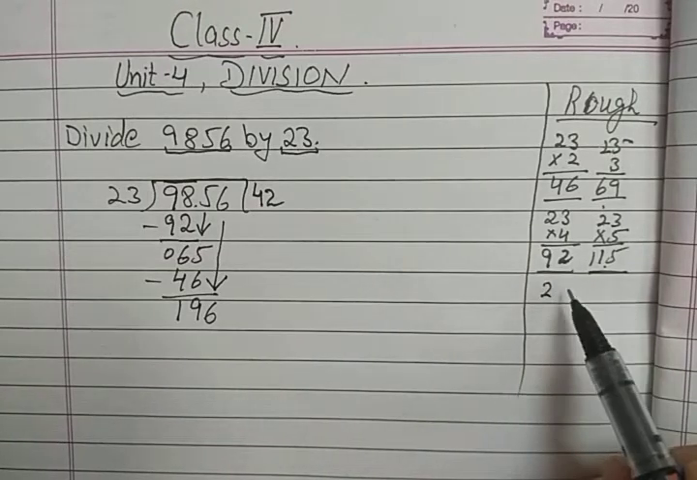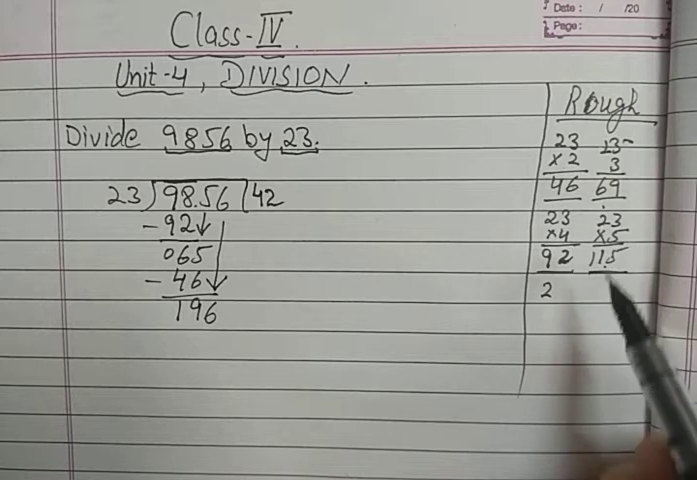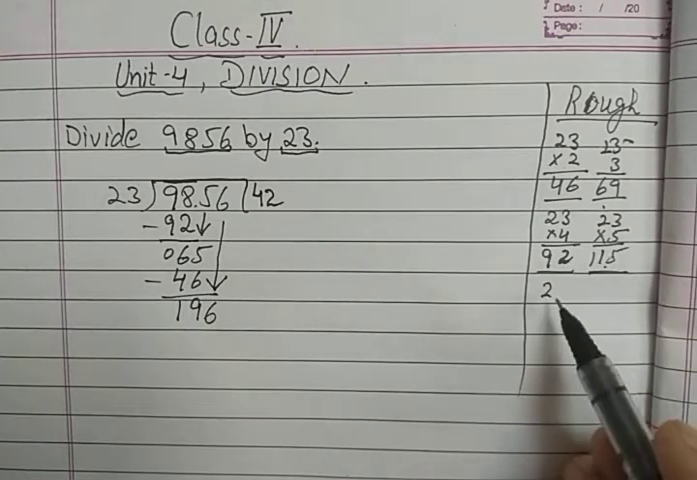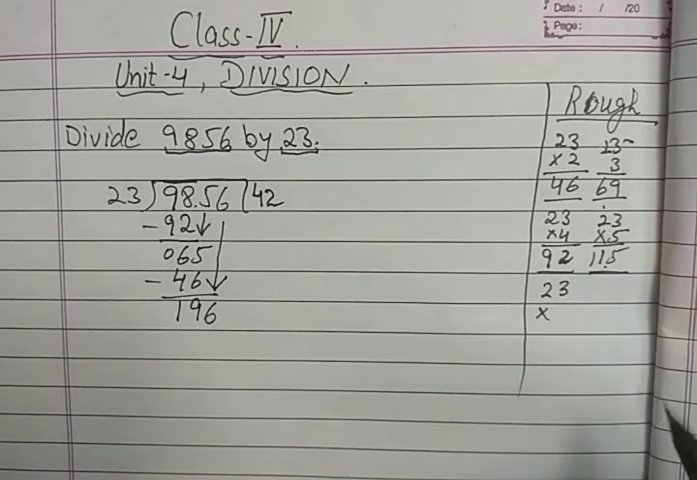23 fives are 115, 23 sixes, 7, 8, 9. So if you want to make the whole table, then you can, because you are doing it the first time. So I will make the whole table for you.